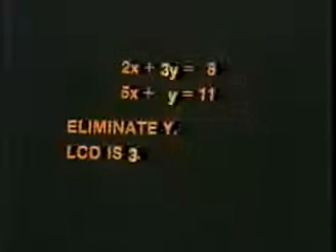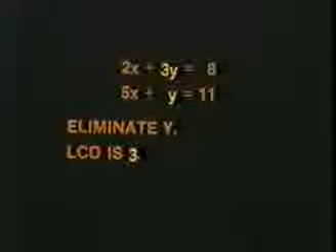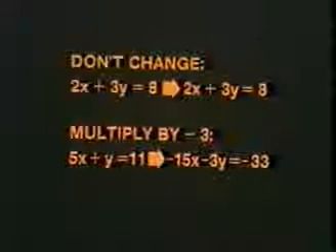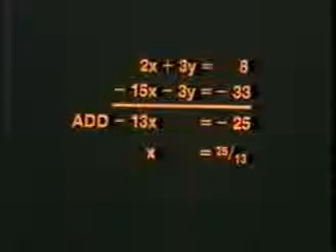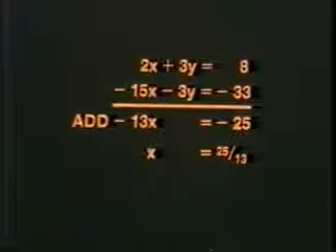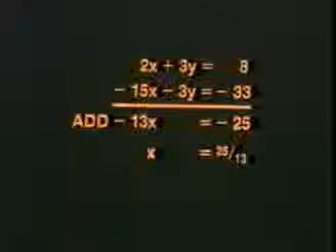Then I turn around and do the same thing for x. I want both coefficients for y to be 3. The first one already is, so I leave that equation alone. The second equation I multiply by -3 to give me a +3 and a -3, which disappear when I add them together, leaving me with x equals 25 over 13.